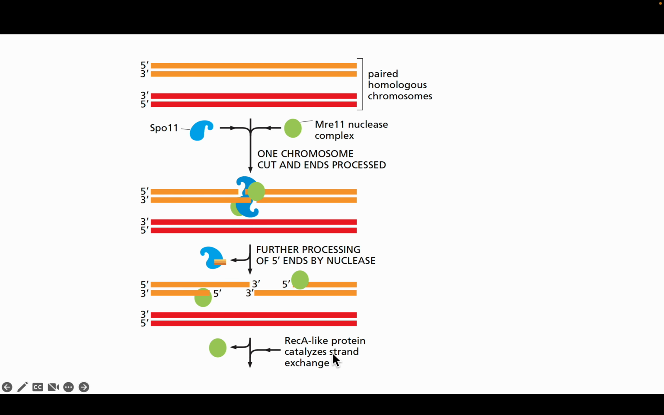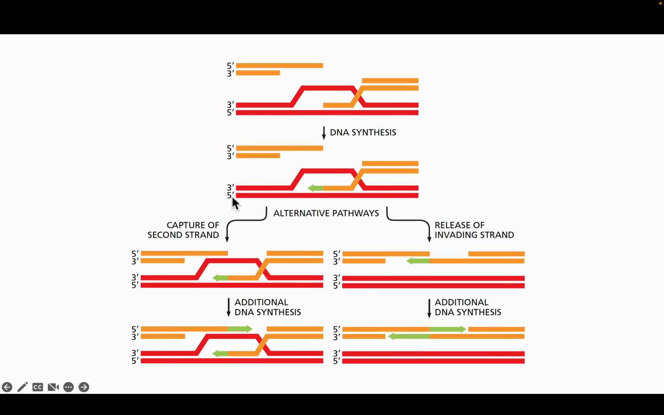A RecA-like protein catalyzes the strand exchange, so then they will do strand exchange. How will it be formed? It can happen in two alternate ways. So what is happening when they are cutting this one strand? We know that in homologous chromosomes the bases are the same, so this one DNA strand can pair with the other DNA strand of another non-sister chromatid.